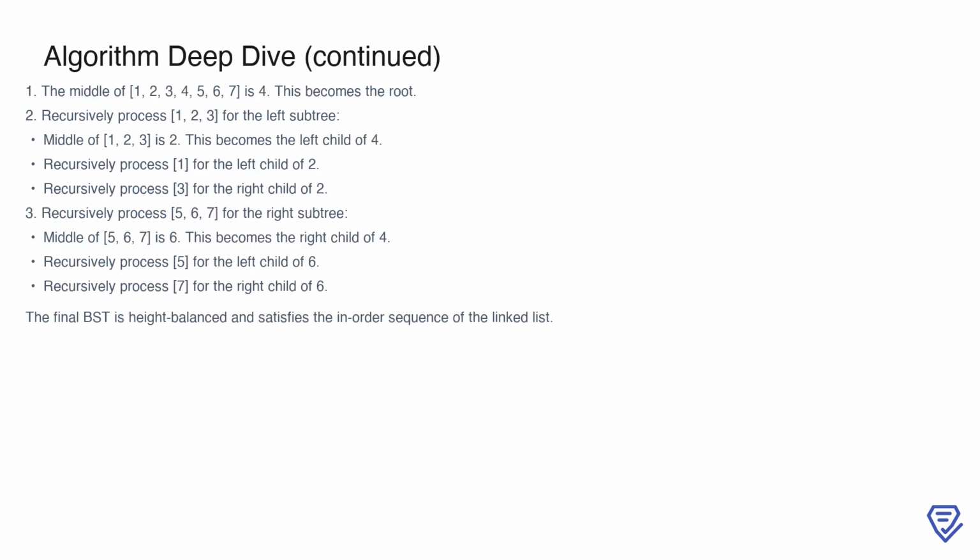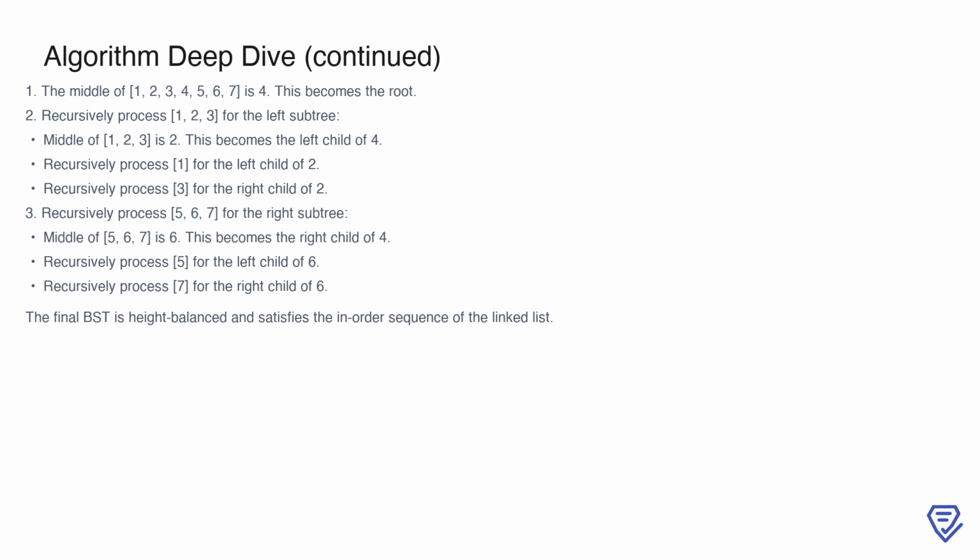To construct the BST step by step, we start with the entire list 1, 2, 3, 4, 5, 6, 7. The middle element, 4, becomes the root. For the left subtree, we process the sublist 1, 2, 3. The middle of this sublist is 2, which becomes the left child of 4. Next, we process the sublist 1, making 1 the left child of 2, and 3, making 3 the right child of 2.